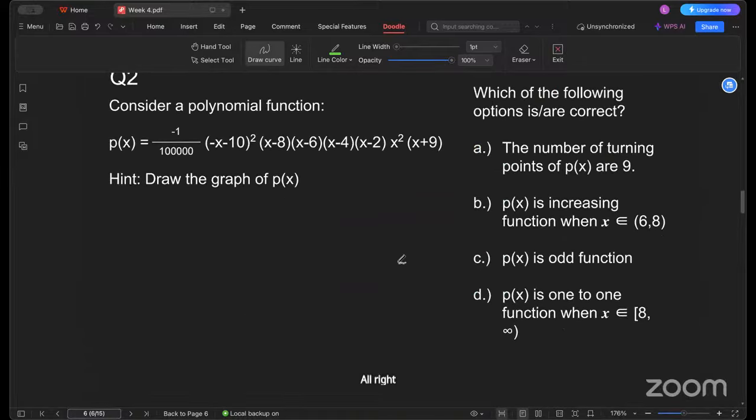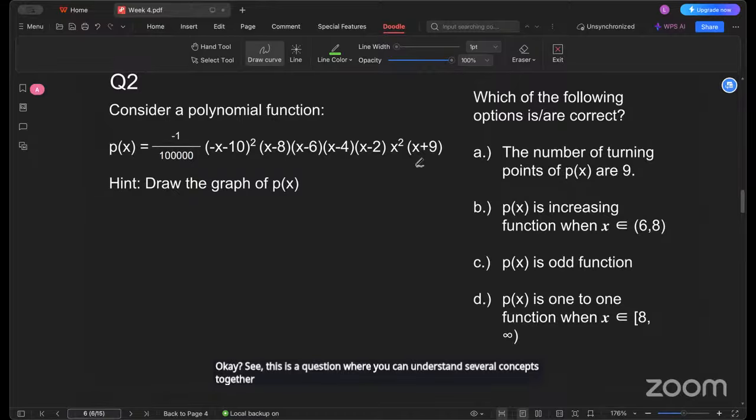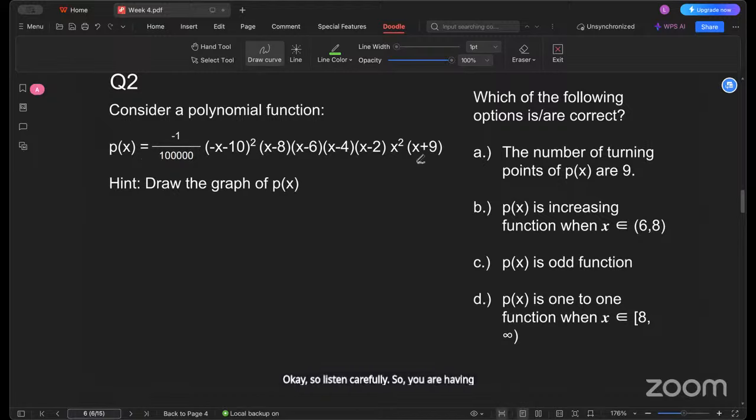All right, so moving on to the next question. Consider this polynomial. See, this is a question where you can understand several concepts together, so try to listen to this carefully. You can learn many different concepts from one single question. So listen carefully. You are having this polynomial here.